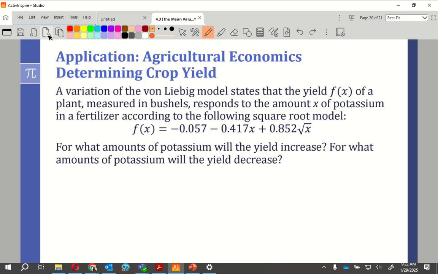Very good. Okay, application. Agricultural economics determining crop yield. Variation of the von Liebig model states that the yield, f of x, of a plant measured in bushels corresponds to the amount x of potassium in fertilizer according to the following square root model. For what amounts of potassium will yield increase? For what amounts of potassium will yield decrease? So, increasing and decreasing, that means increasing means I'm going to have a what? If it's increasing, what would I have?